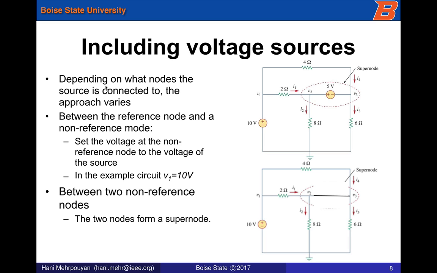So depending on what nodes the source is connected to, the approach varies. If we have a voltage source that shows up between two nodes, we need to do something about that. You may ask why. The problem is the whole analysis that we're working on, which is nodal analysis, is based on determining what are the currents that are moving through the nodes. However, we don't know what current is actually flowing through the voltage source. It's not a known fact. And so we cannot deal with that very well.